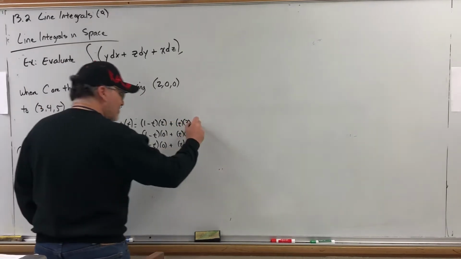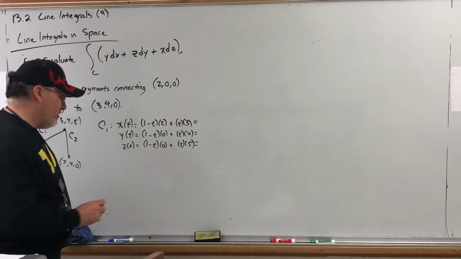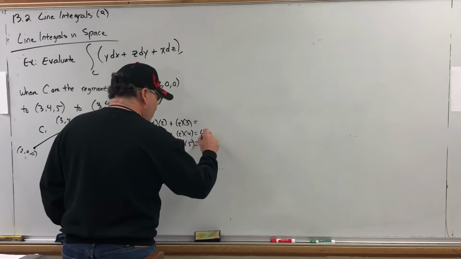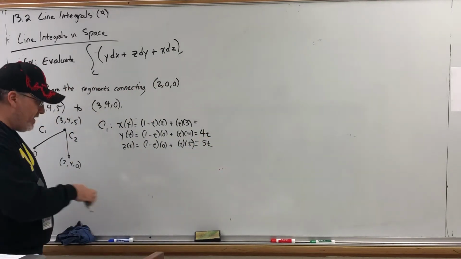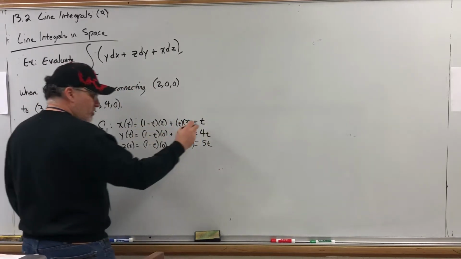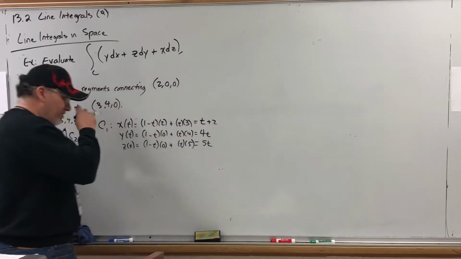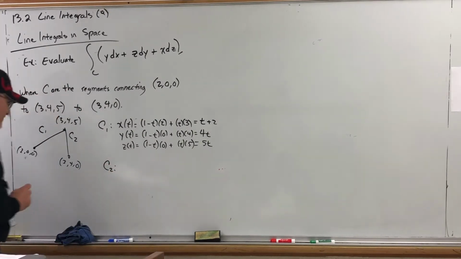So if we clean these up, the bottom 2 are easy because of the 0. This is just 4t and 5t. For the x function, we have 3t minus 2t is t, and then we have a plus 2 when we distribute the 2. The second curve is actually pretty easy.